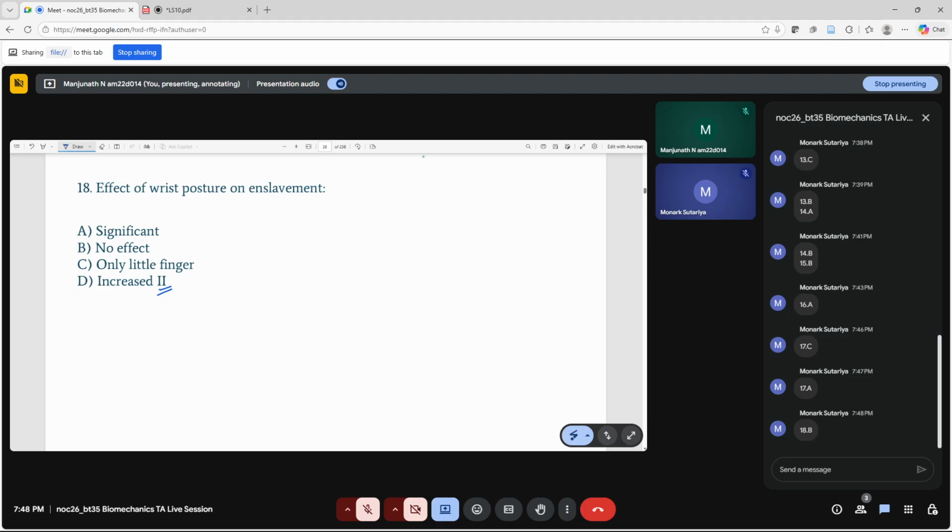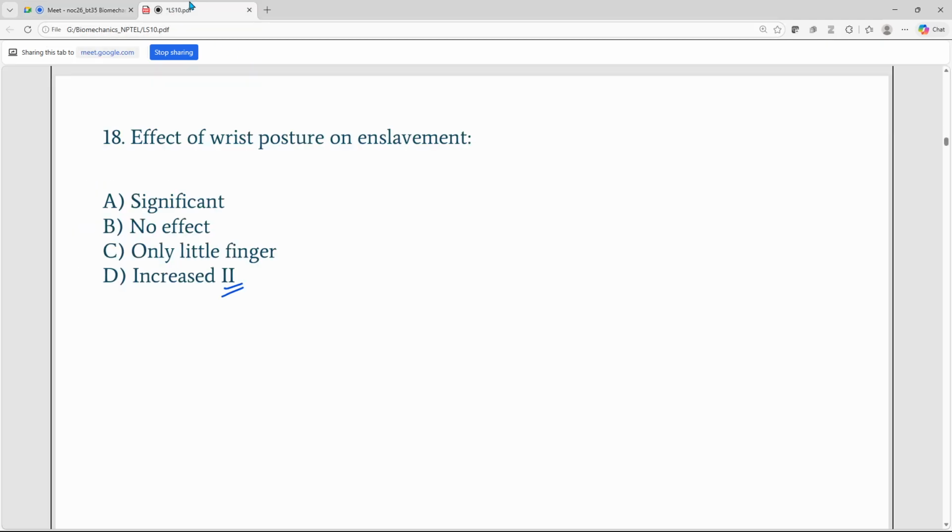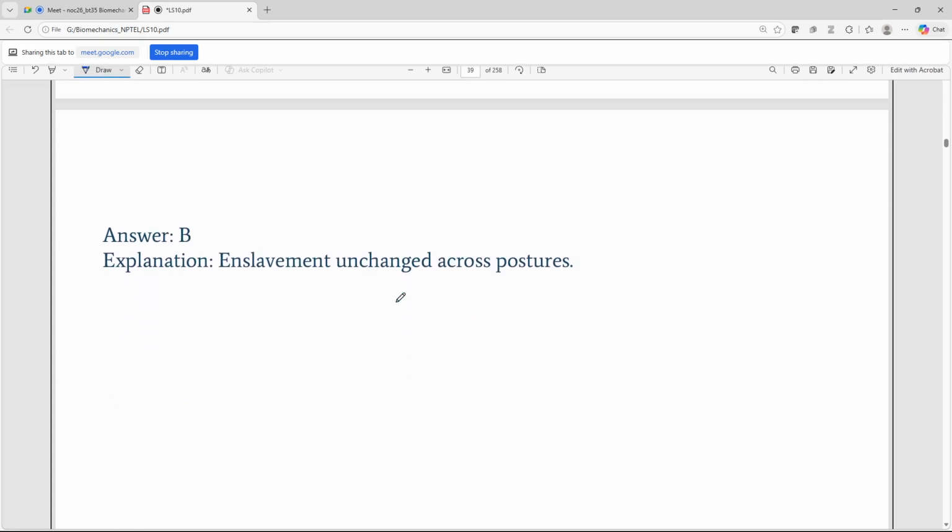Yes, the correct answer is that there was no effect on the enslavement for different wrist postures. Answer is option B. The enslavement was unchanged across different wrist postures.